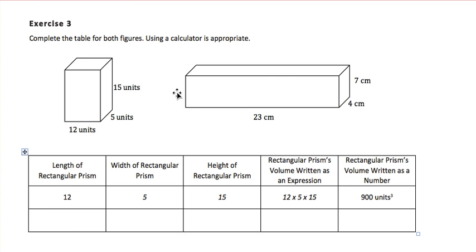And our second rectangular prism, we have 23 for our length, 4 for our width, and 7 for our height. Our expression then is 23 times 4 times 7, which is 644. And our units now are centimeters cubed, or cubic centimeters.